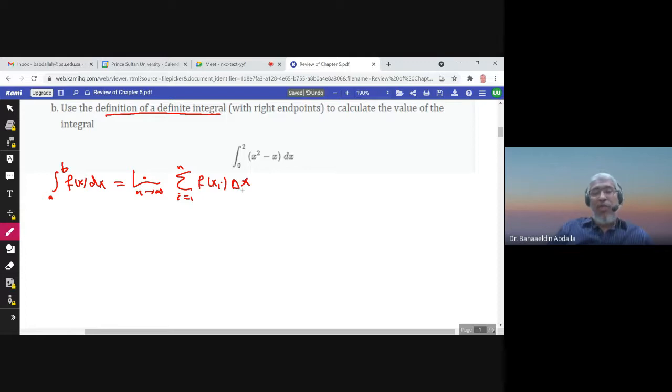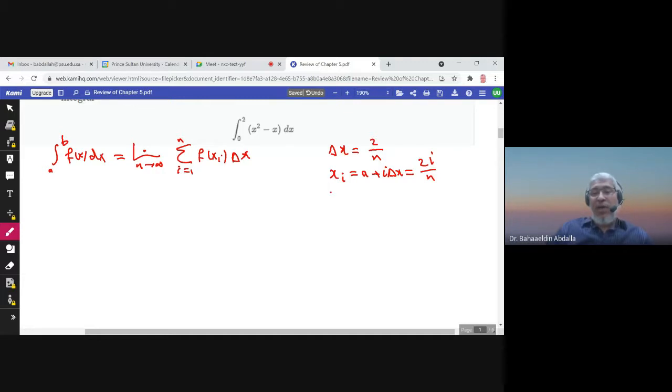So this is the width, this is the height, and we have n rectangles, and we are taking the number of rectangles to be infinite. That's in this way we find the definite integral. So let us find it using the definition. Delta x is (2 minus 0) over n, and xi, by definition, is a plus i delta x, and a is 0, so it's 2i over n.